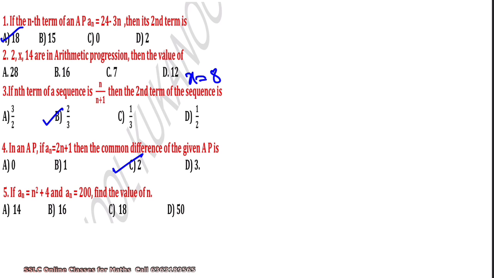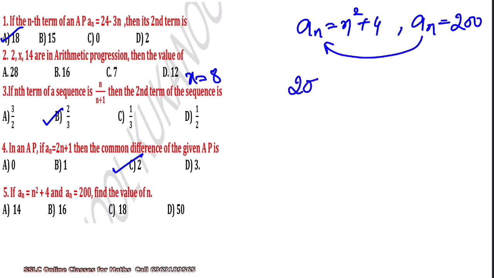Next question hodre, in the next question, see, if an is equal to n square plus 4, right, see here, and an equal to 200, last term is given as n square plus 4 and the value of last term is 200. Find the value of n. So what we need to do here, see, given is an equal to n square plus 4 and an is given as 200. Fine. Substitute the value of an in this equation. This is going to be 200 equal to n square plus 4.